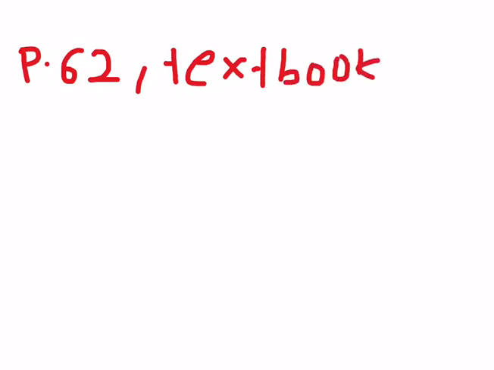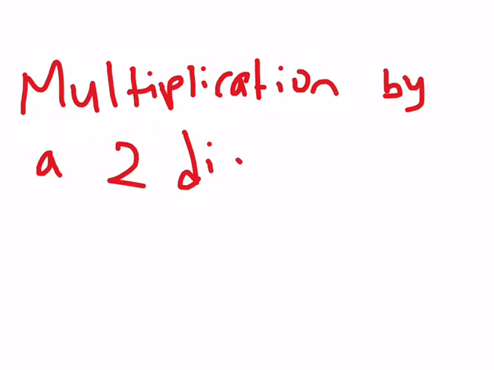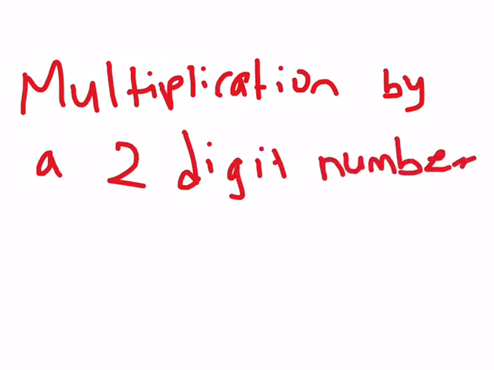Alright, for today we will be learning a topic called multiplication by a two-digit number. Now, what does that mean? Let me show you. Let's just go straight to example. Okay, so let's look at number 1 from the textbook.